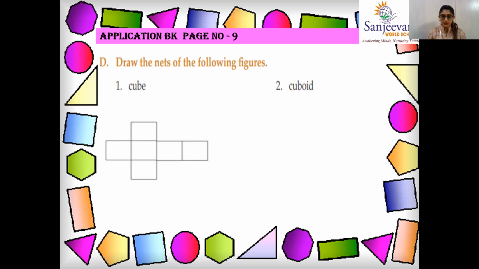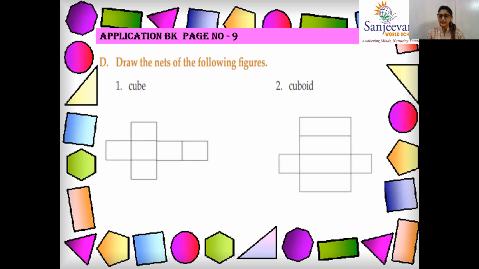So what will you require? What kind of base will you require to make a cube? You will require 6 squares in this format so that you can fold it like this and make a cube, a 3D model. So this is the net of cube. What do you think the net of a cuboid should be?